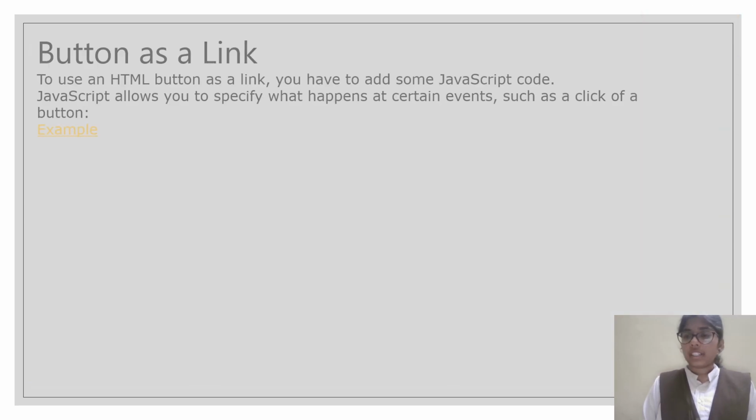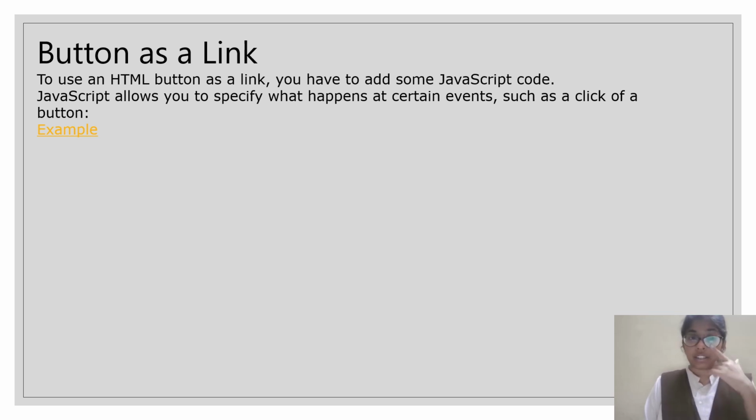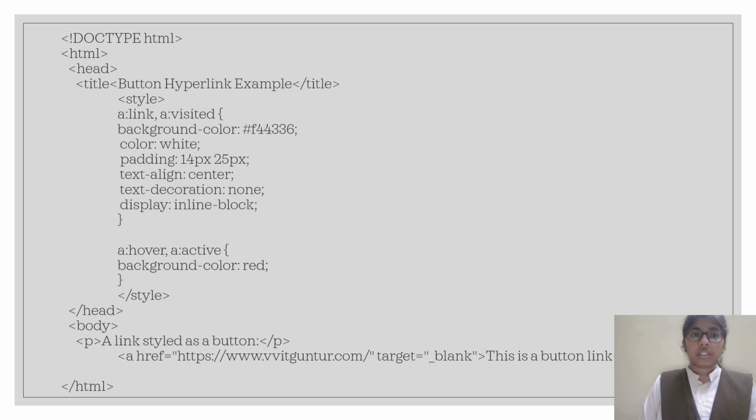Now let us see how to set a button as a link. For this, we need to learn some JavaScript code, which will be discussed later in our classes. For now, let us just see what the code looks like. The title and the style are all CSS code, which will be discussed later. In the body, I have given a paragraph which consists of a link styled as a button, and the href, which is the vvitguntur.com URL. Clicking on it will take us to the VVIT Guntur website.